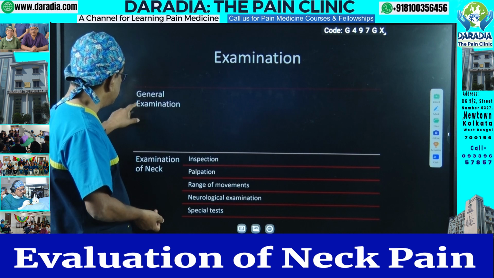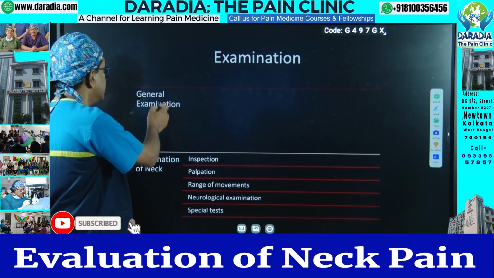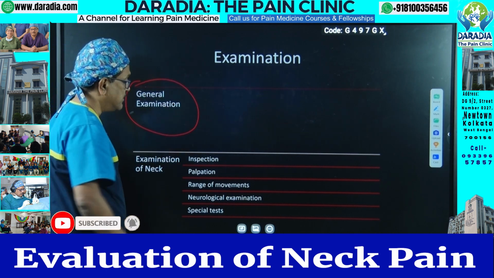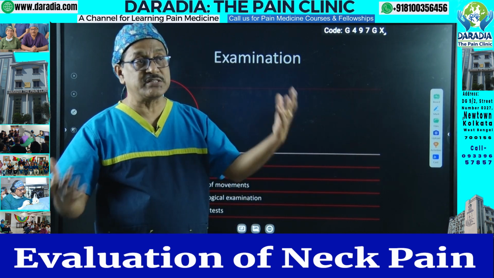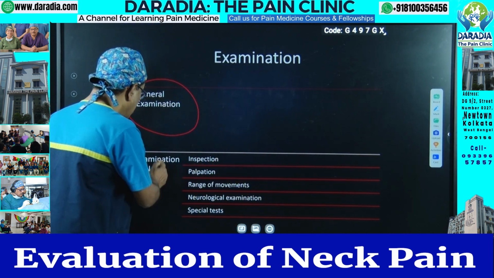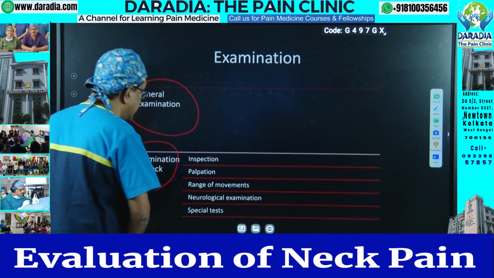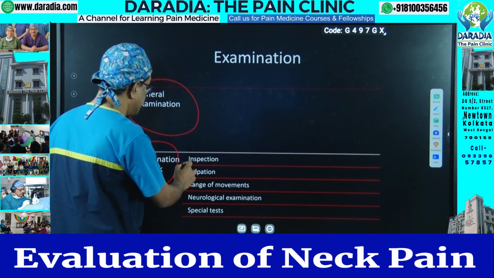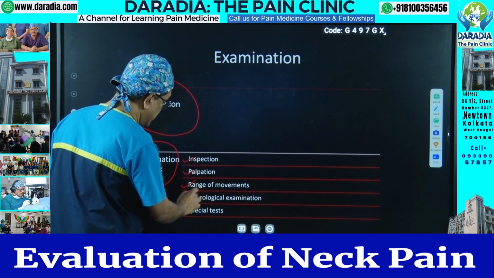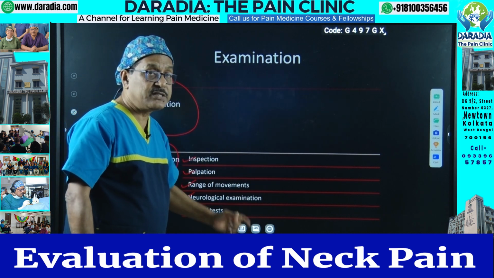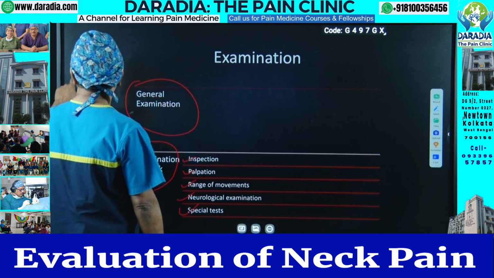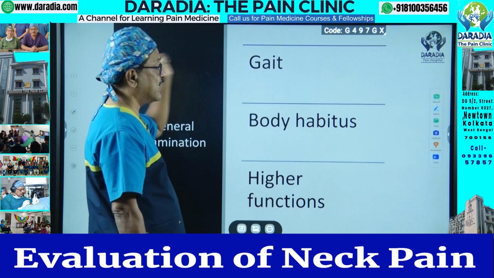In the examinations, general examination means the pulse, respiration, temperature, the gait, habitus, how the patient looks, orientation, all this in the general examinations, and then special examinations on the neck itself. And it starts from inspection, palpation, range of movement, neurological examinations, and special clinical tests. So, we will be coming step by step about all these different areas. So, first we start with the general examination.